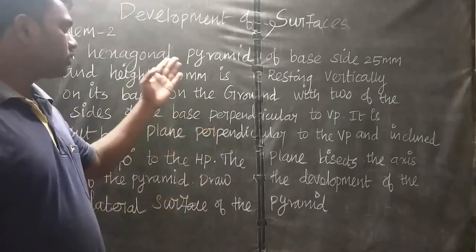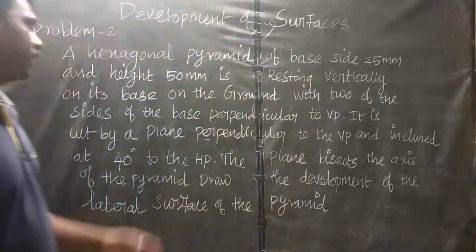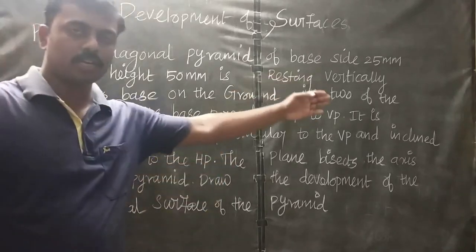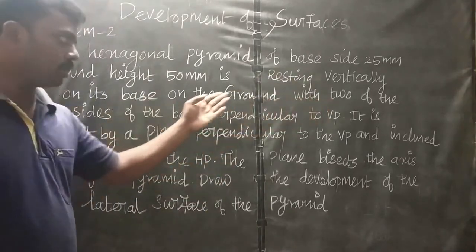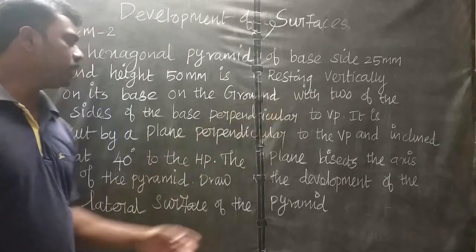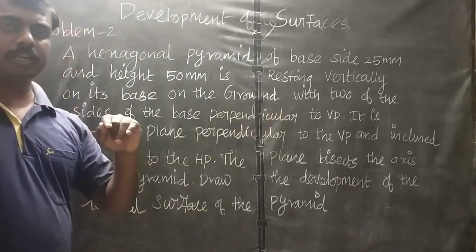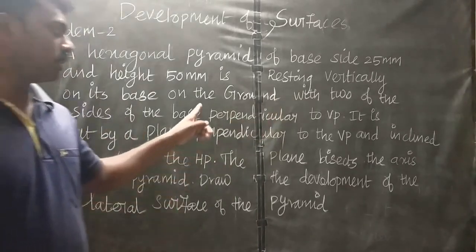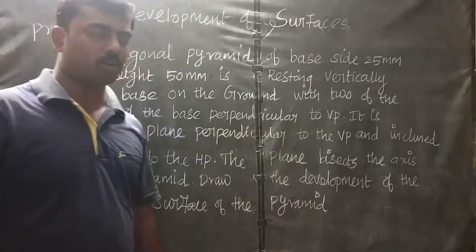So here the base side is 25 mm, the height is 50 mm, resting vertically on its base on the ground. Then two of the base edges are perpendicular to VP. This statement is very important to draw the simple position of the solid.